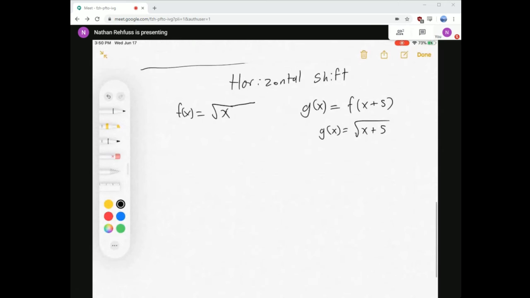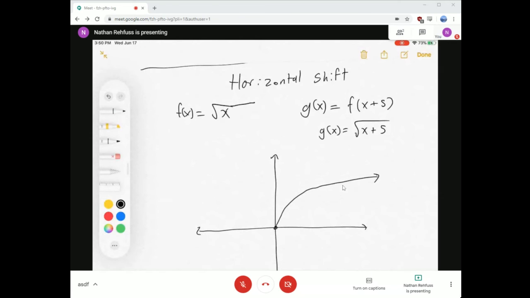Now, how it moves it is a little bit tricky. Let's take a close look. This is one where your intuition will mislead you, so I want to do this next part carefully. Here's the graph of f of x. This is what the square root function looks like. This is from your toolkits.